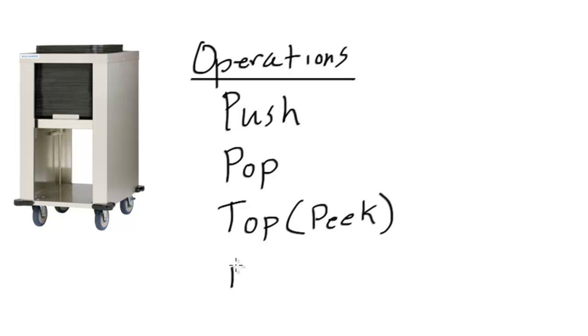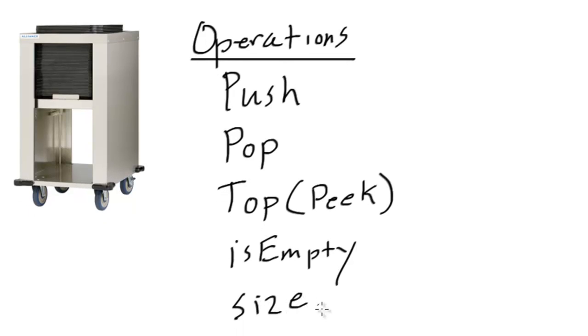You may also be provided with an isEmpty operation. This just tells us whether the stack is empty or not. And this is very useful, especially if you want to remove all the items off of a stack. You can just set up a looping structure and say, as long as it's not empty, keep popping. And typically you'll find a size operation as well, so you'll be able to get the size of the stack and tell how many elements are currently on the stack. But these are the normal operations that you'll have.